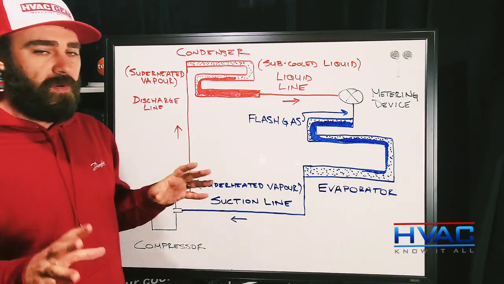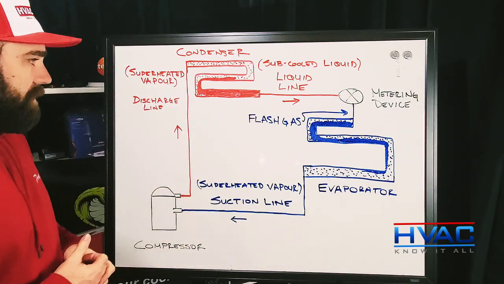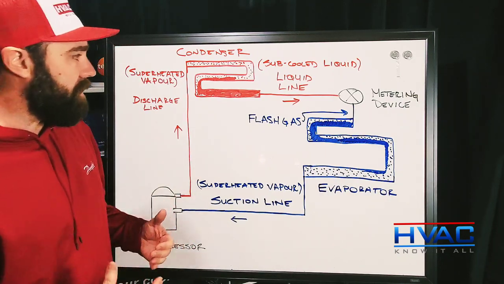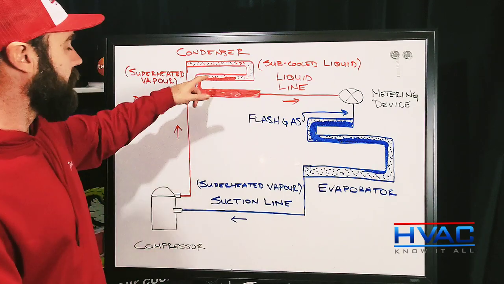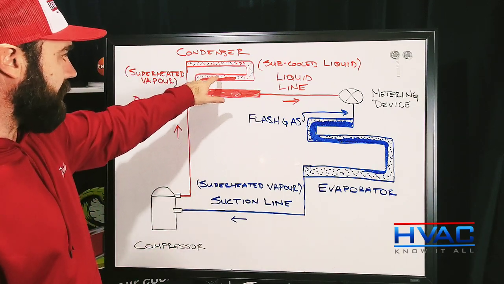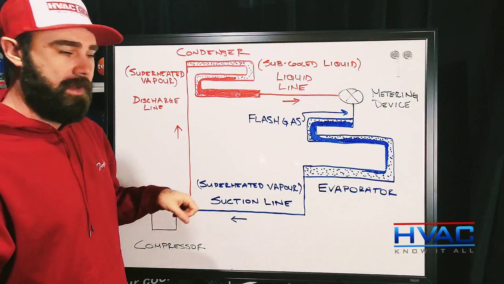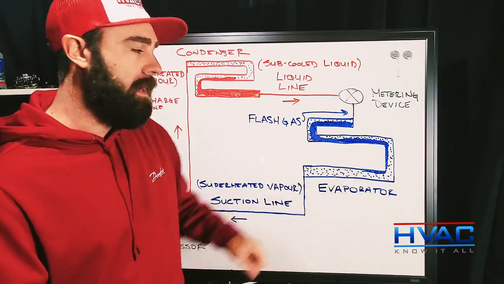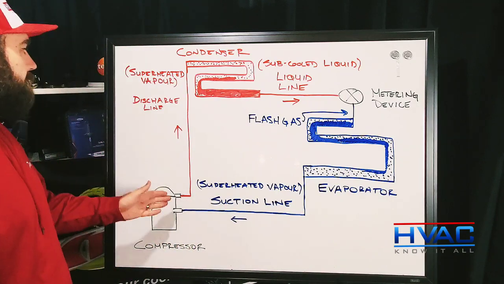I'm going to tell you where two points are that are saturated within the system. For argument's sake, we're going to say we're saturated in the middle of the condenser where we have a liquid and a vapor at the same time, and we're saturated in the middle of the evaporator where we have liquid and vapor at the same time.